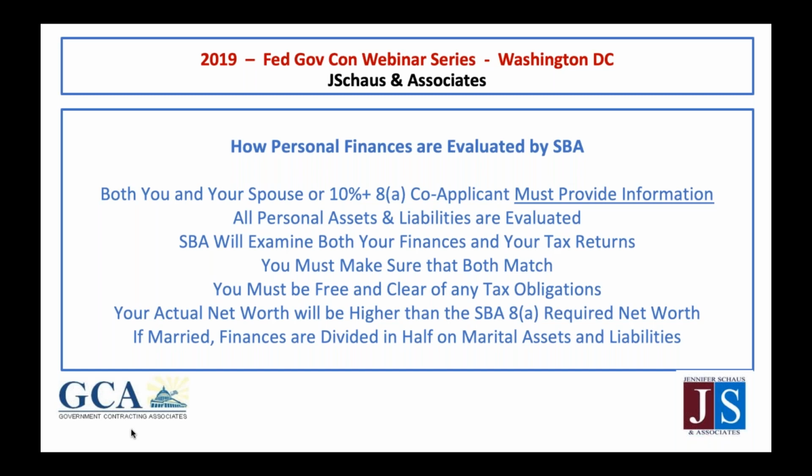My understanding, any tax obligation is an automatic problem with your 8A application. Again, your actual net worth will be higher than SBA's required net worth, and that's because you don't count your house, you don't count your equity in your firm, and you don't count the equity in your retirement accounts. If married, your finances are divided in half if they're jointly held. That's usually the case with a house. It doesn't necessarily apply to your retirement accounts, so bear that in mind. Next slide.